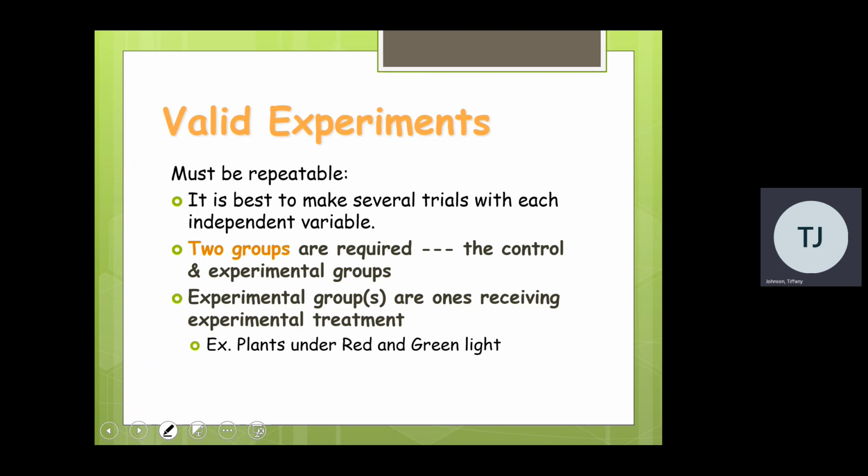A valid experiment has to be repeatable. You have to be able to do it over and over and over again, which of course we could do with this one. Okay, so typically you'll have two groups. The control group, which gets nothing, right? So maybe it's the plant that doesn't get light. And the experimental groups, those are the plants that are on the green and red light.